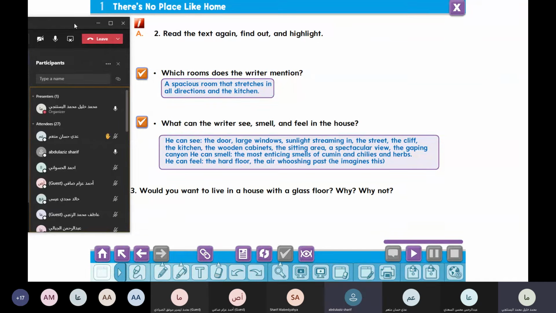Yalla, Abdulaziz. He can see the door, large windows, sunlight streaming in, the street, the kitchen, the wooden cabinets, the sitting area, a spectacular view, the gaping canyon. He can smell the most intense smells of cumin and chilies and herbs. He can feel the hard floor, the air washing past. He imagines this.